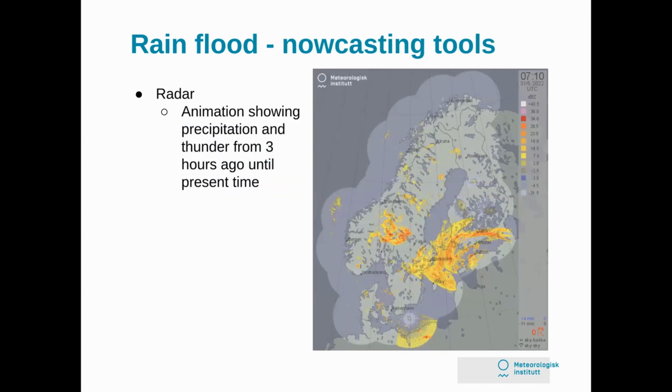And then on to the nowcasting tools that we use for rain flood forecasts. Of course, we use the radar. This is an internal site that we use, and we usually show it as an animation from 3 hours ago until present time. And it also includes thunder and lightning strikes in this animation. We can also stop it and press forward one step at a time if we want.